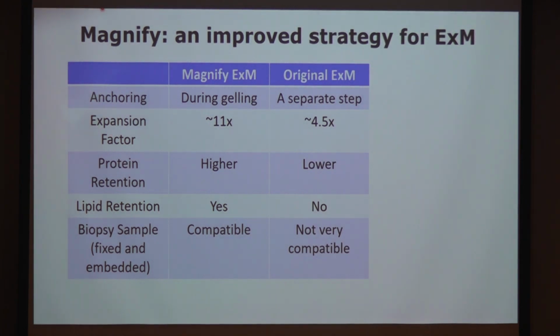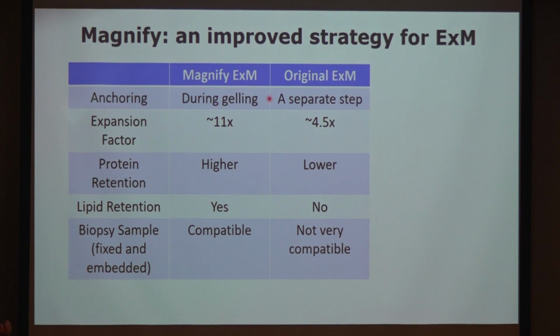I'm summarizing what Magnify can do here. It's an improved strategy for expansion microscopy. Compared to the original expansion microscopy, Magnify combined the anchoring step with the gelling step, so it takes a little bit less time, and the effect is even better than what people could achieve previously. In addition, Magnify also gives you a higher expansion factor. It used to be 4.5-fold. Now with Magnify, you can achieve 11-fold.